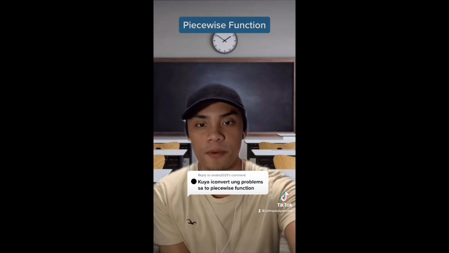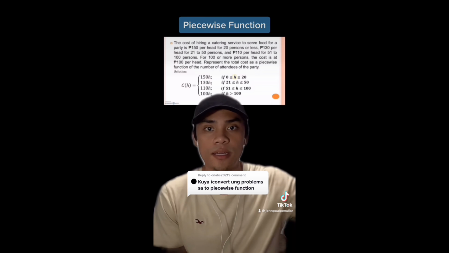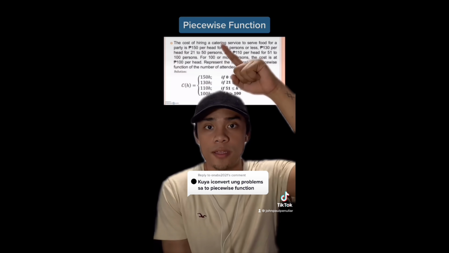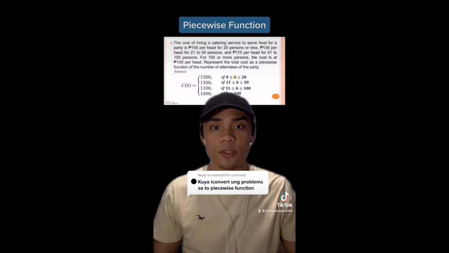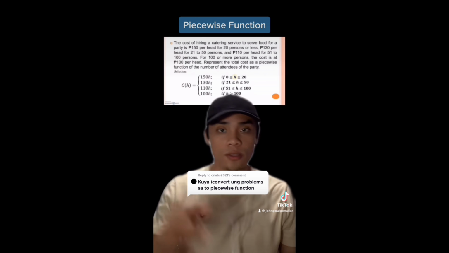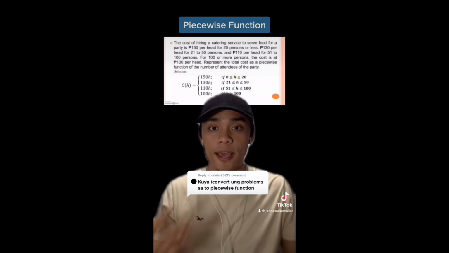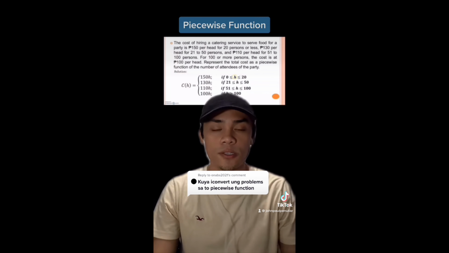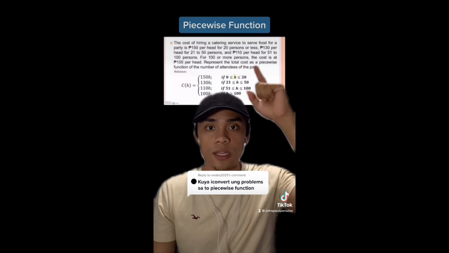Okay, i-convert daw natin yung word problem papunta sa piecewise functions. Bigay tayo ng example. Here's a very basic example. The cost of hiring a catering service to serve food for party is 150 pesos per head for 20 persons or less. Now, ang magiging variable mo dito ay bilang ng tao. Okay, so sa case na to, yung solution niya, ginamit niyang variable ay letter h because per head siya. Okay, but you can use x, y, t, or kahit anong variables to use in your function. Okay, so sa case na to, ginamit niya h.